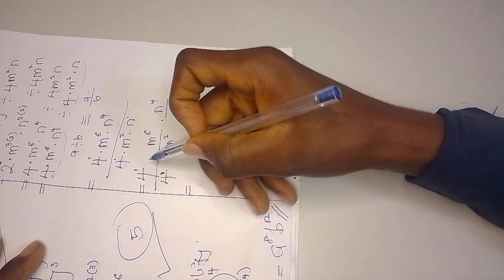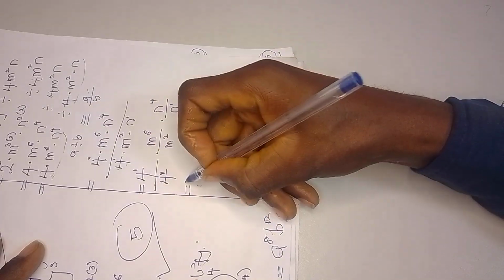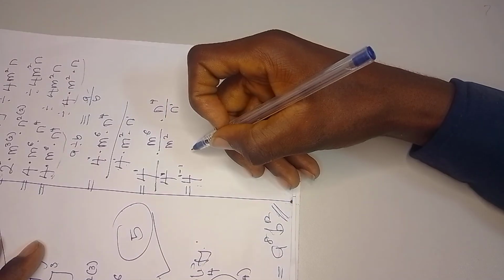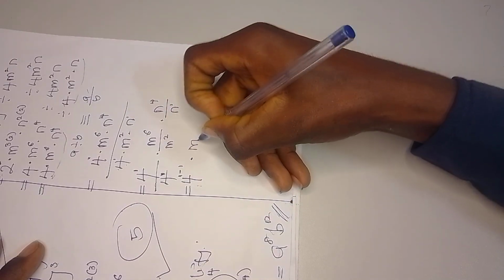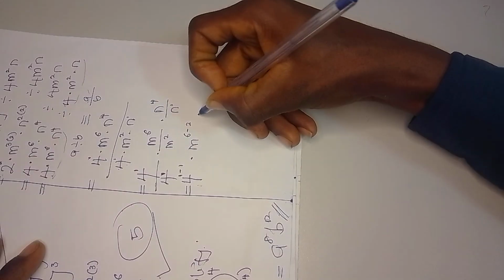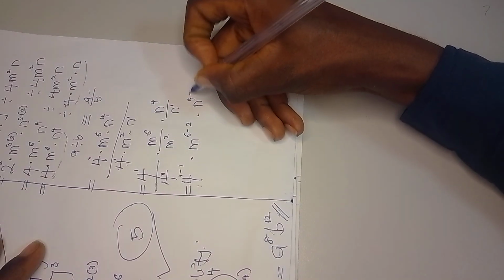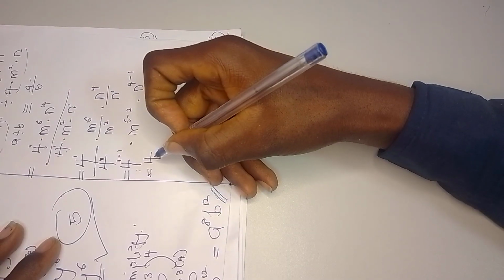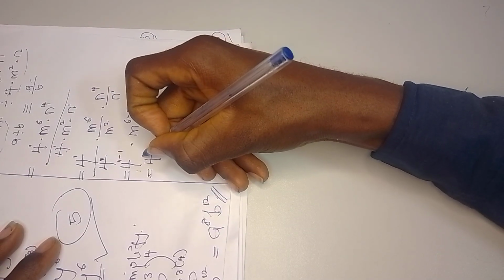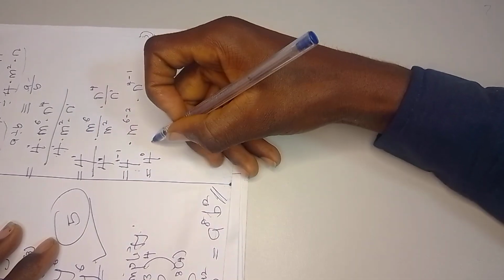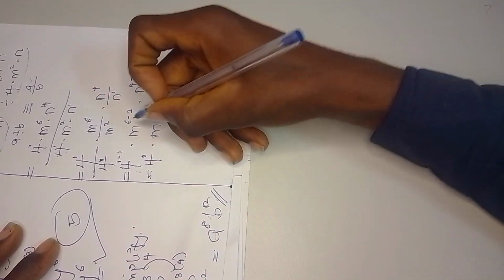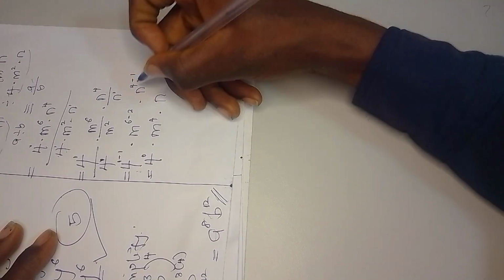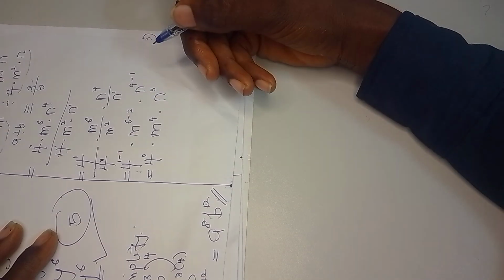Now, 4 can cancel 4, but I don't want to do it that way. They have the same base, so let me apply law of indices. 4 raised to the power of 1 minus 1, right? Multiplied by m raised to the power of 6 minus 2, multiplied by n raised to the power of 4 minus 1. And so this will give you 4 raised to the power of 0, because 1 minus 1 is 0, times m raised to the power of 6 minus 2 is 4, times n raised to the power of 4 minus 1 is 3.